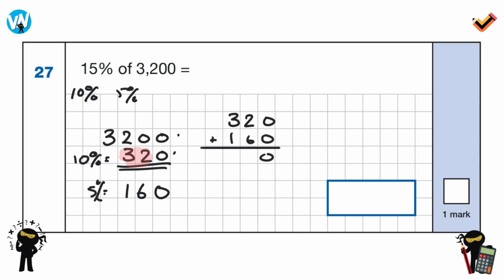So 0 add 0 is 0. 2 add 6 is 8. 3 add 1 is 4. So that needs to be added. So we've got 480. So again, quite quickly we can, and again, this is question 27.